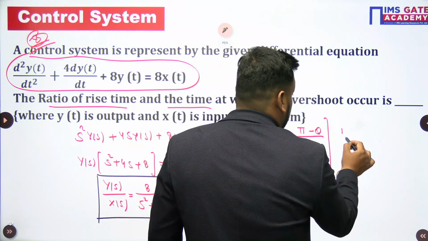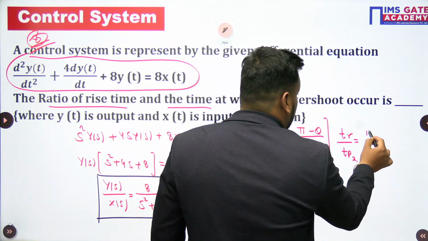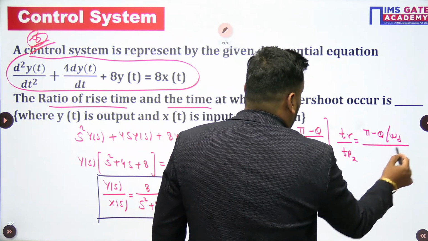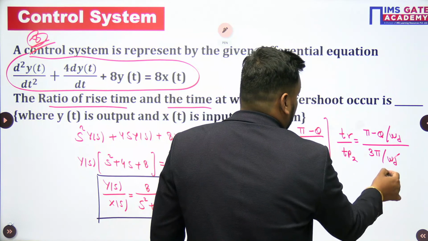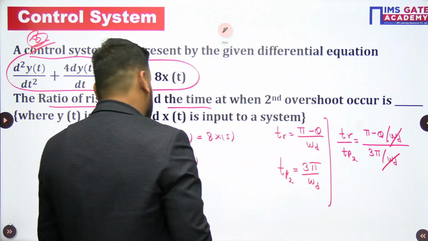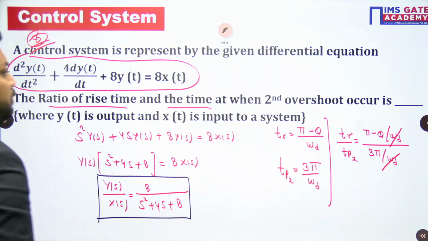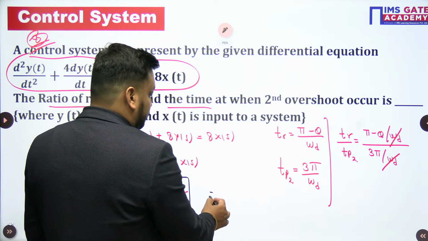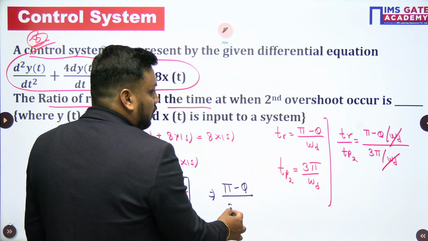It means when you take the ratio of this, Tr upon TP2, you will eventually get (pi minus theta) upon omega d, overall upon 3 pi upon omega d. And you will get to know omega d gets cancelled out, sir. So your ultimate answer will be what, guys? The examiner is asking for the ratio. So your ratio will be nothing but (pi minus theta) upon 3 pi.